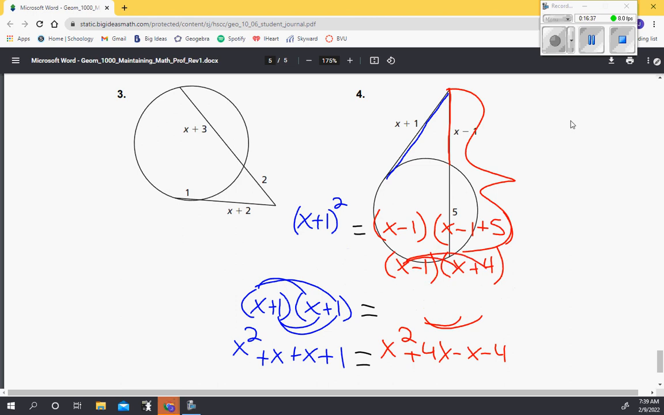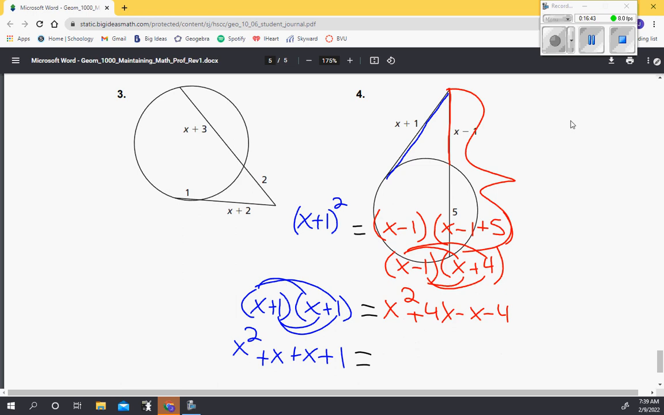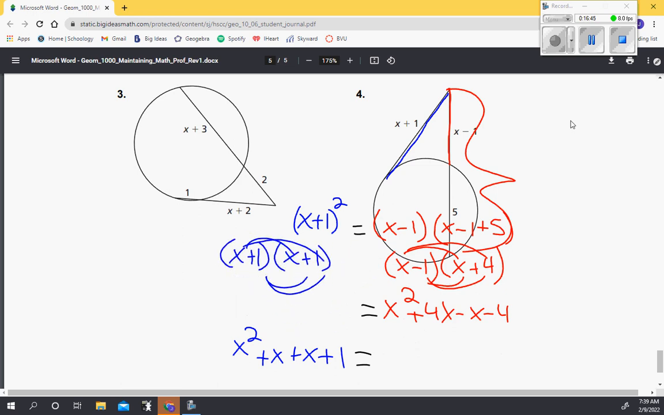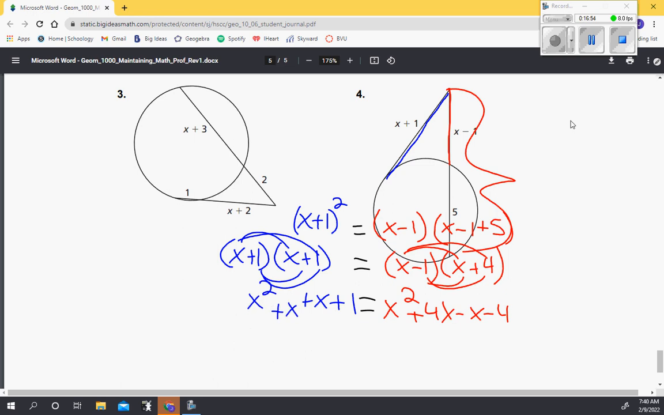Should I bring everything up? Oh, that was nice. Okay. Alright, now let's simplify. We get, on the left side, x squared plus 2x plus 1, right? x plus x is 2x. That is equal to x squared, 4x minus x is 3x minus 4.